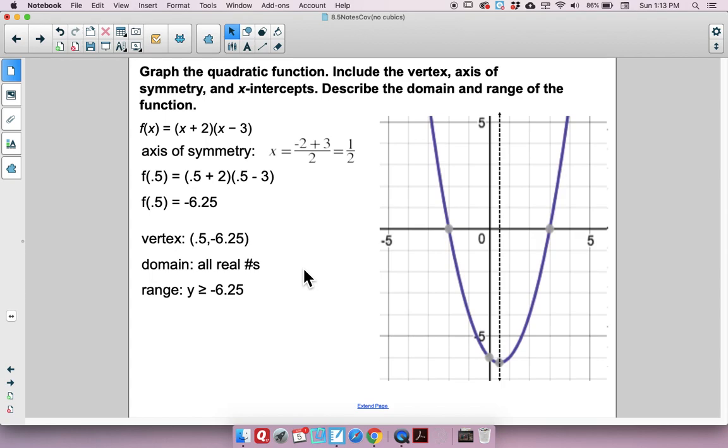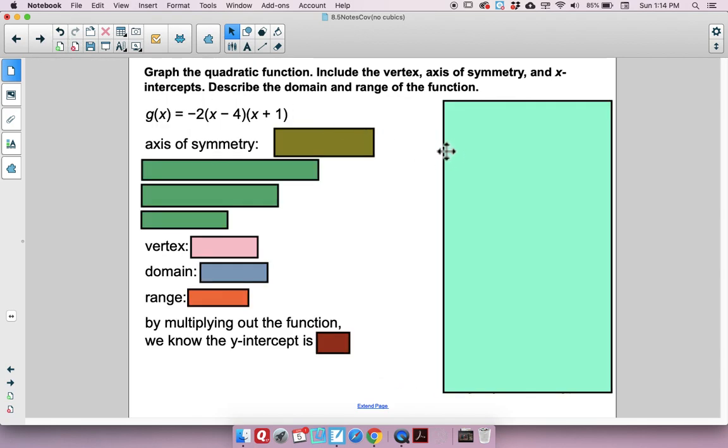Notice here, I actually plotted another point. I plugged in 0 for x, and then I get 2 times -3, which is -6. So I know I have a point that would go there. Can't I reflect that and also put another point right here? So it just gives us a better sense of what the parabola would look like. All right, so let's try another one.